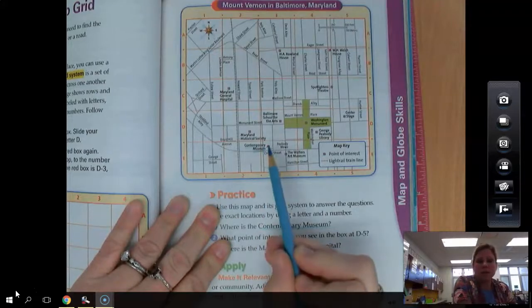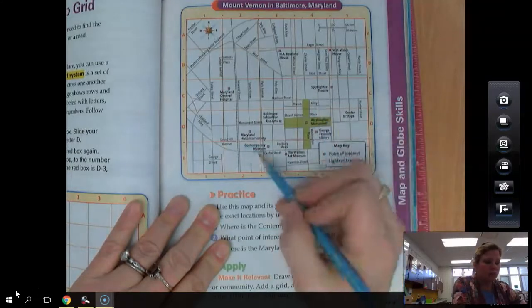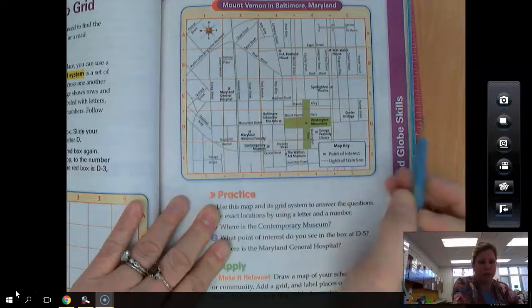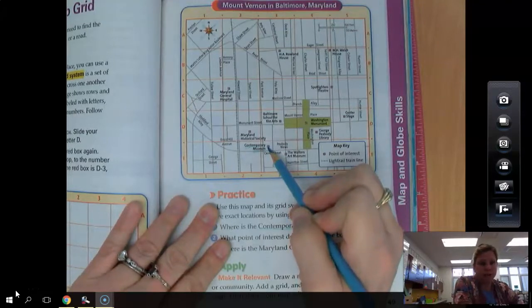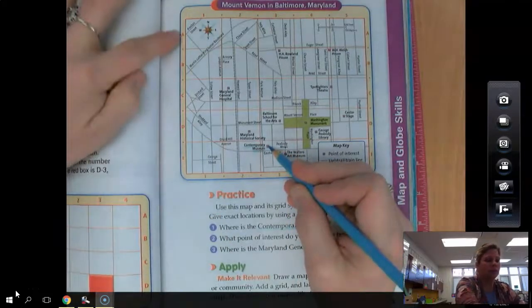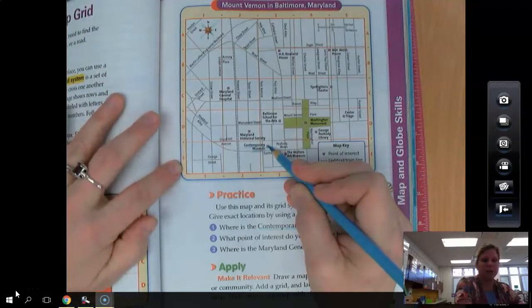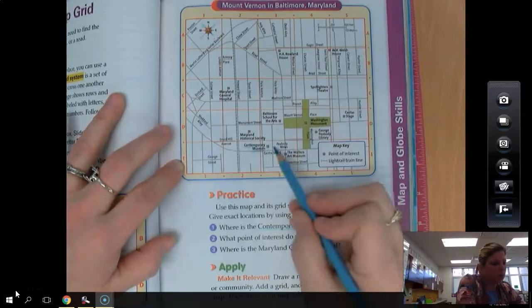Now, it wants to know what box it's in, where it's located on the map. I don't go by the words, boys and girls, but if you look, it has one of those square red boxes. That's the place, the point of interest, okay? That's where the Contemporary Museum is. So I have to figure out what box the Contemporary Museum is in. So if I come over here to my map grid, I go all the way down to E, okay? So I know that it's in E. E what? Well, let's look at the bottom. What box is it in?